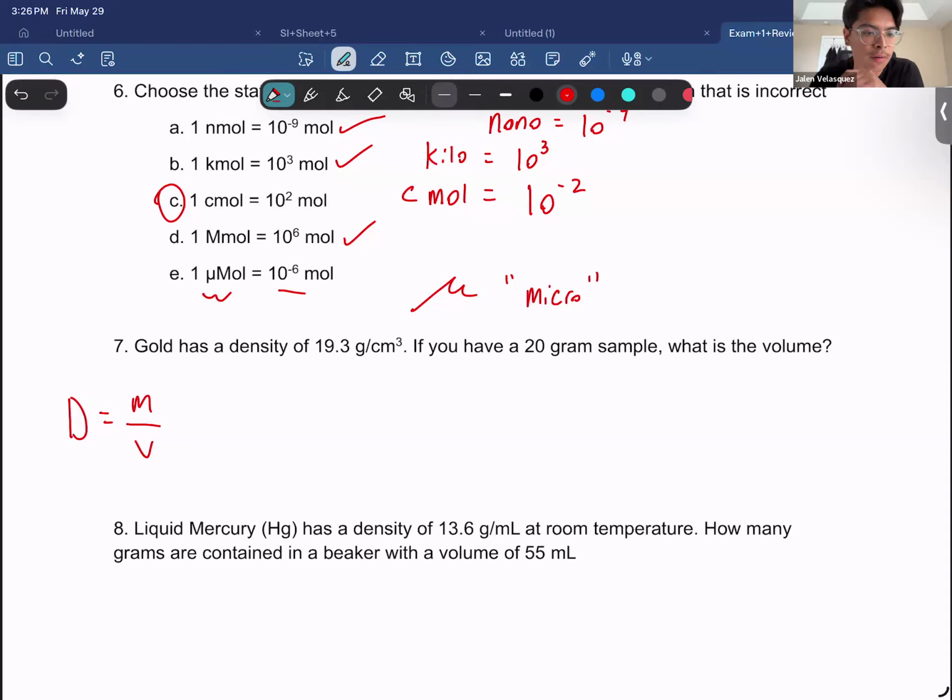How's everyone doing so far, in terms of the attendance and this problem? Everybody good?